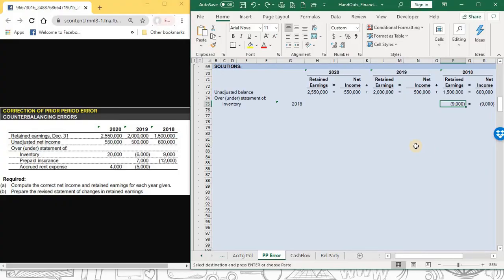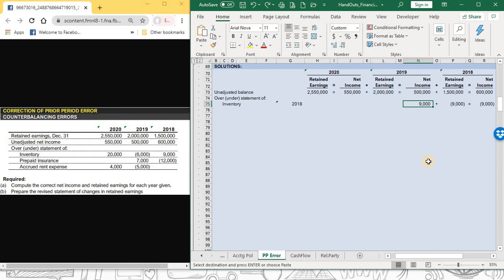So based on the problem, the net income in 2019 is 500,000 pesos. And this is computed with the beginning inventory that is overstated by 9,000 pesos. Which means that the 500,000 net income in 2019 is understated. And in order to correct the understatement of the 500,000 peso net income in 2019, we need to add back the 9,000 pesos to net income.